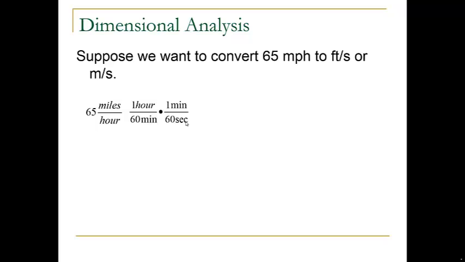Then you have to convert the miles. So 1 mile is 5,280 feet. Again, your miles are going to cancel out. Miles is in the numerator over here, so that means over here it has to be in the denominator. Multiply across the top, multiply across the bottom, and then divide top divided by bottom.